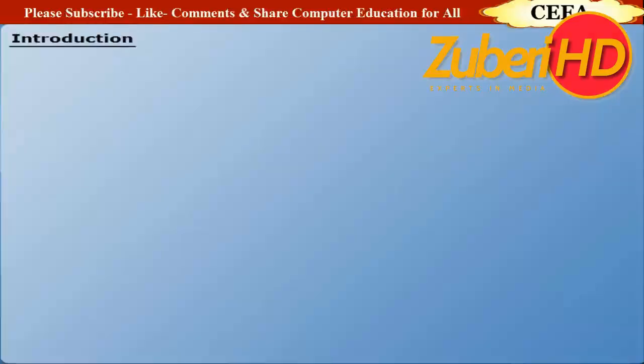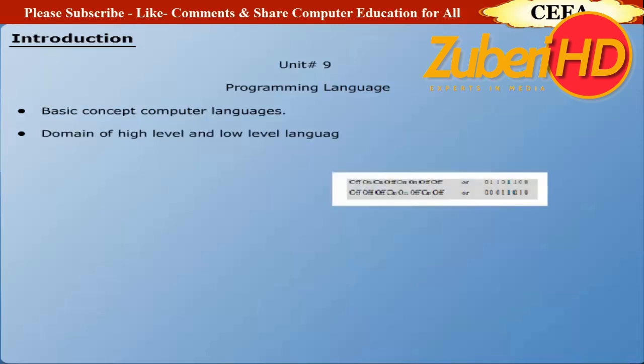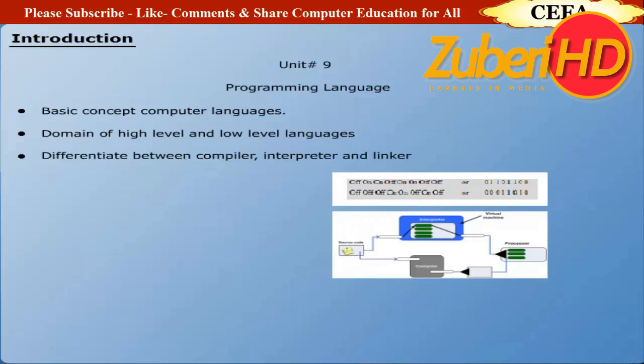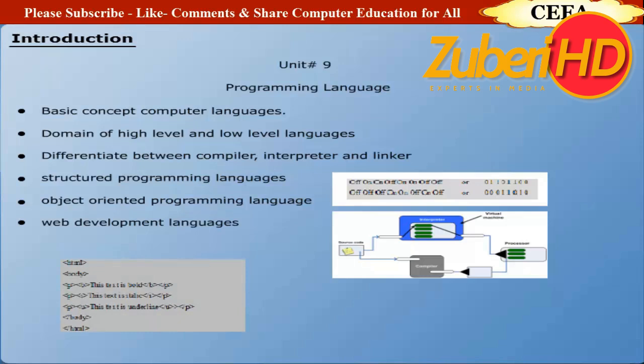This program comprises unit number 9, Programming Language. After going through this unit, you will be able to understand the basic concepts of computer language, become familiar with the domain of high-level and low-level languages, differentiate between compiler, interpreter, and linker, have knowledge about different structured programming languages, have knowledge about object-oriented programming languages, know about web development languages, know about scripting languages.